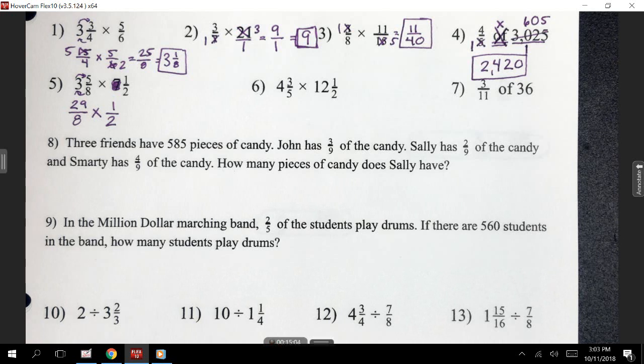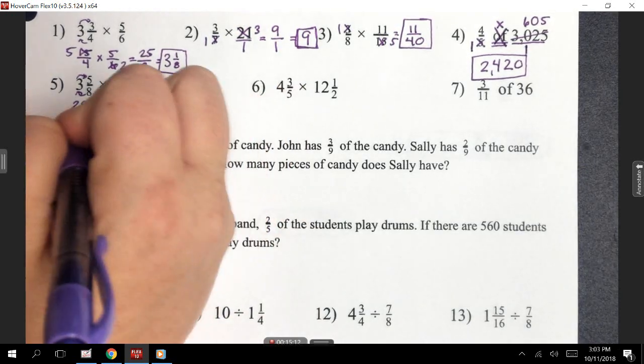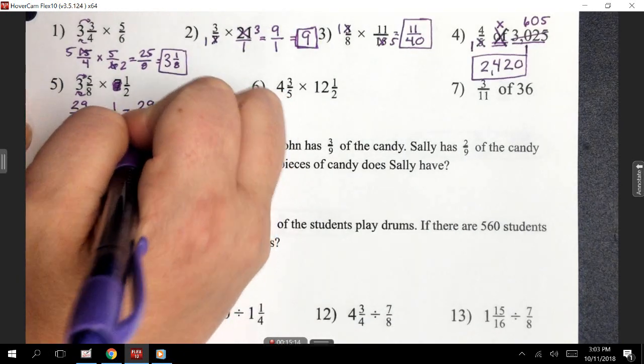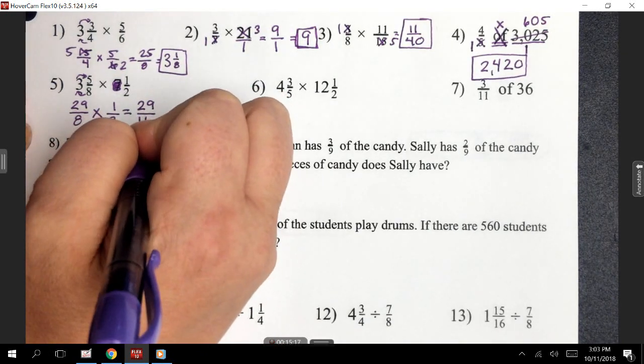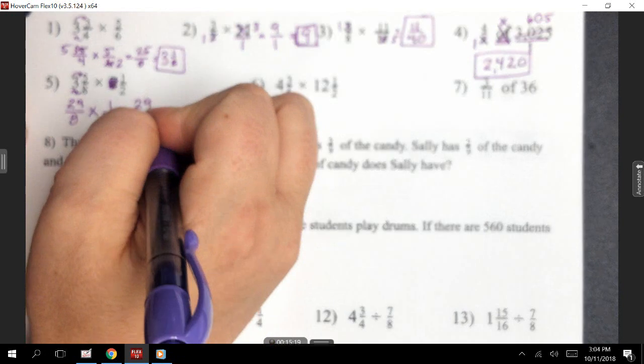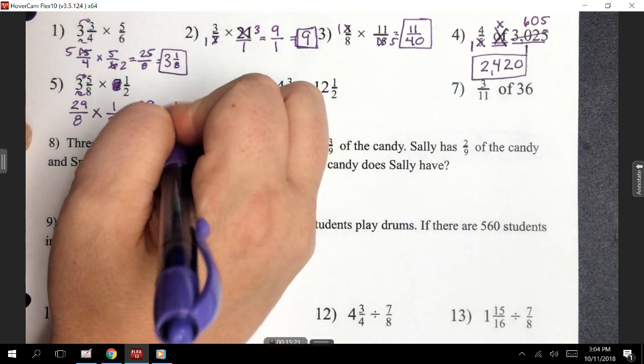All right, if I look here, 8 and 29 can't simplify. 29 and 2 can't simplify. 1 doesn't do anything, dividing by 1. So we can't do anything here but multiply. 29 times 1 is 29. 8 times 2 is 16. If I do that division, 16 will go into 29 just one time.